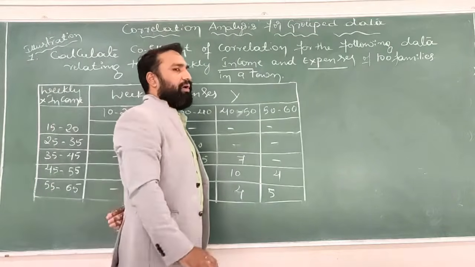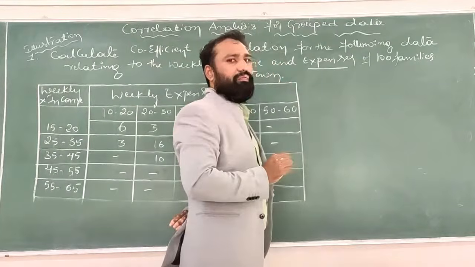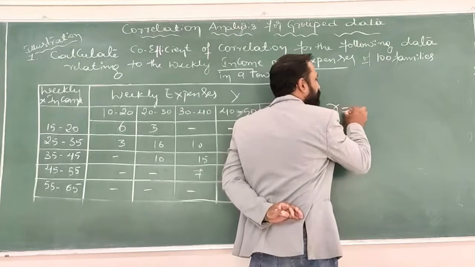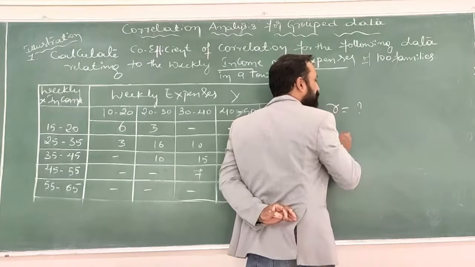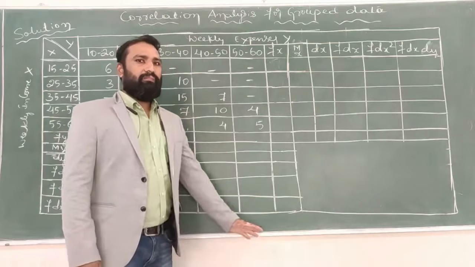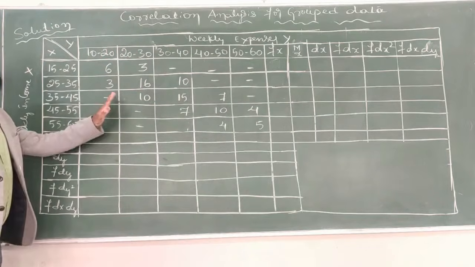So what do we have to find out? We have to find the coefficient of correlation. The coefficient of correlation is R. So we have to find the coefficient of correlation R. Okay, let us start with the solution. So this is the solution part.